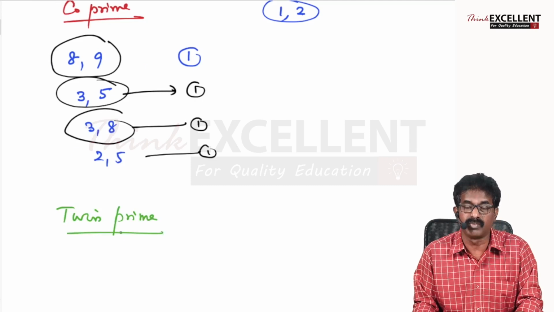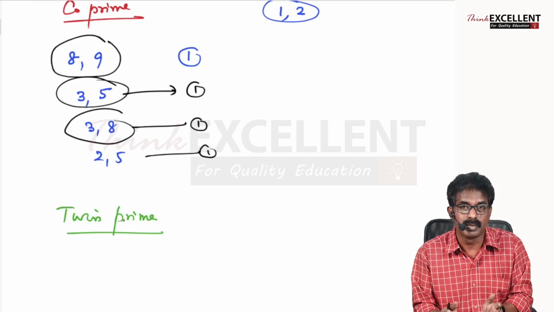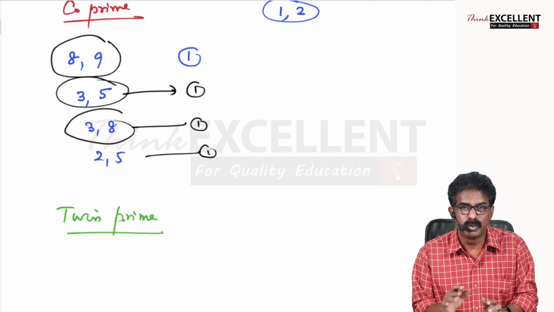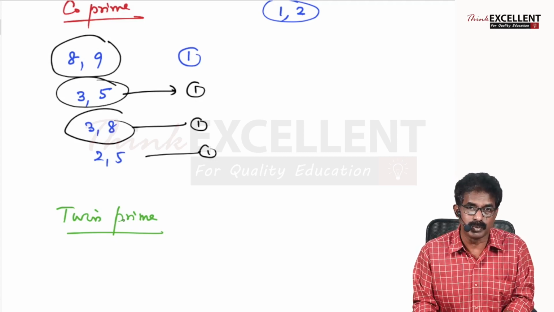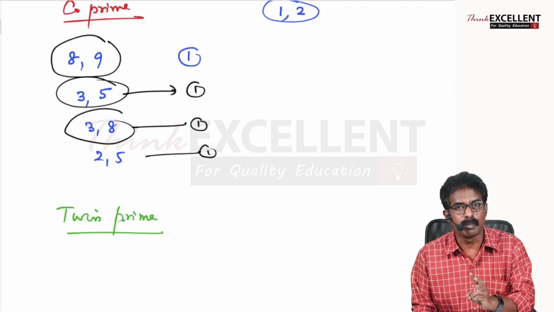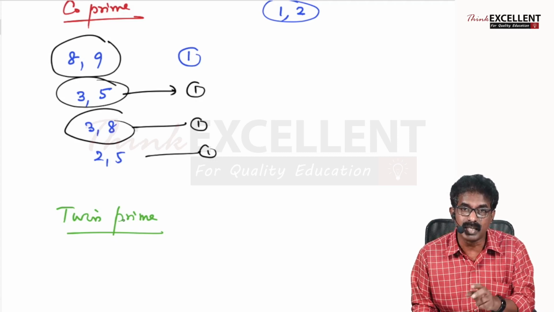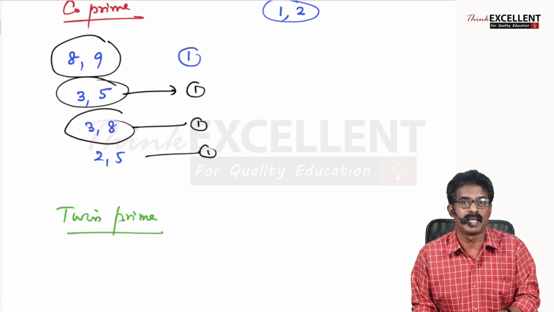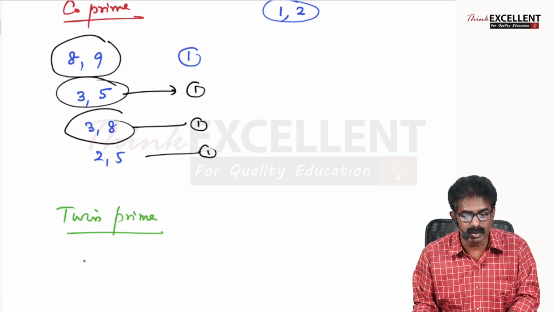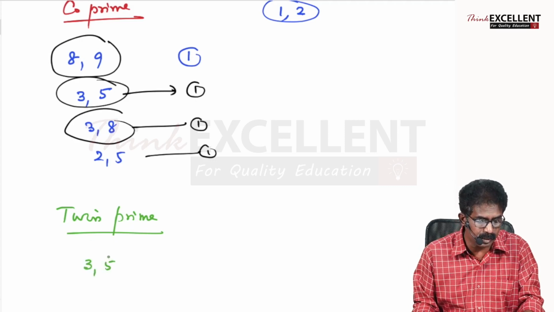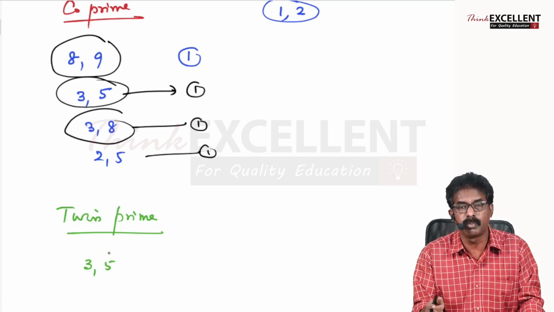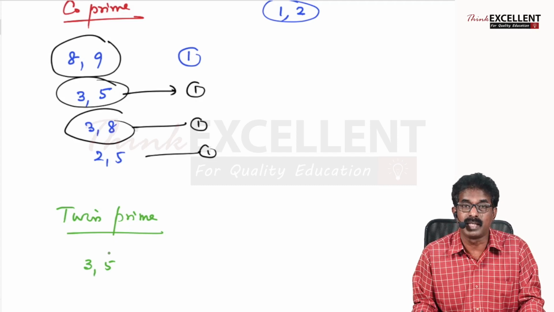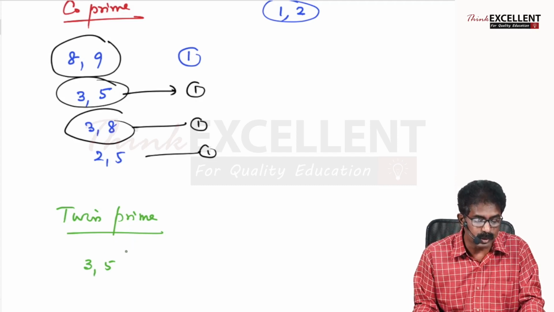Just some extra information for you. Twin prime: two numbers, both must be prime and the difference must be 2. Two prime numbers whose difference is 2, we call them twin primes. For example, you can take 3 and 5. Are they prime? 3 is a prime number, 5 is also a prime number. They are twin primes because the difference, 5 minus 3, is 2.